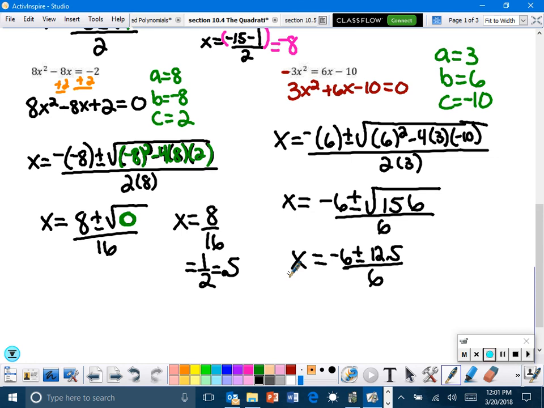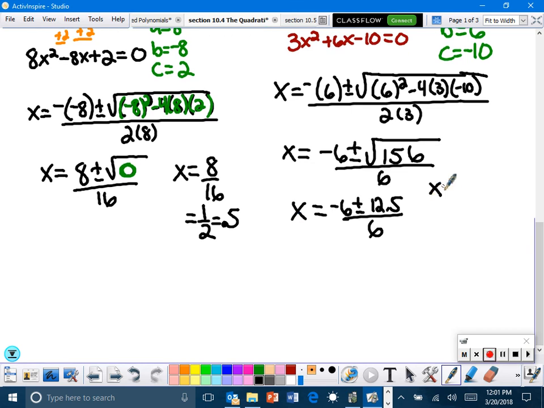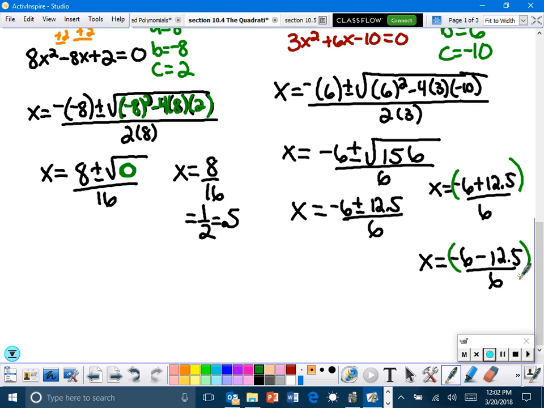All right, now my two answers. One answer is x equals negative 6 plus 12.5, divided by 6. And the other answer is negative 6 minus 12.5, divided by 6. Again, if you're going to type it in all at once, you do need to put grouping symbols around it. All right, so one answer, and I'm going to round to two decimal places now. This answer is 1.08. And this answer is negative 3.08.